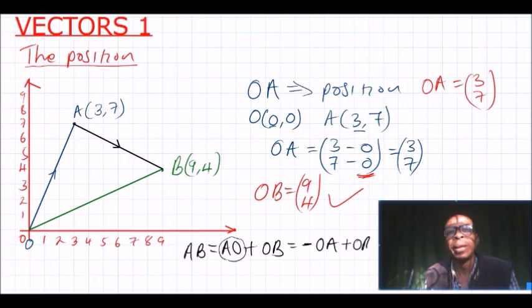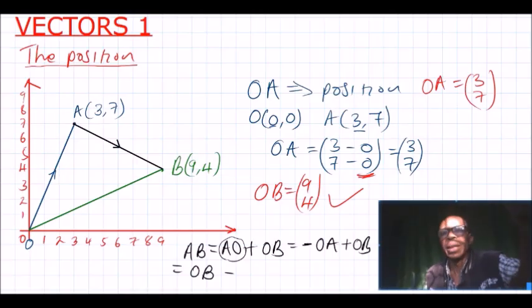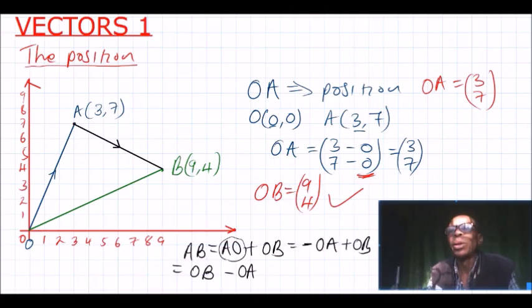Now we can rearrange it to OB minus OA. But we already have OA, which is (3, 7). We want OB. OB is (9, 4). You minus OA, which is (3, 7).